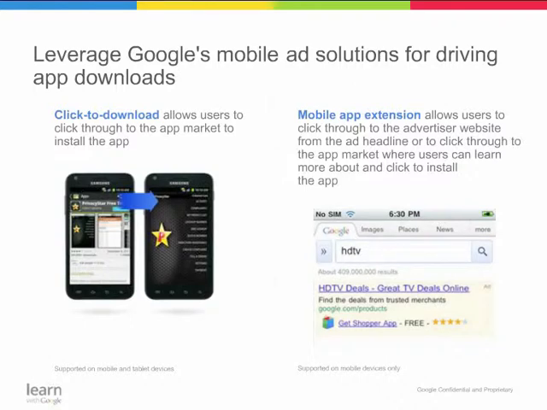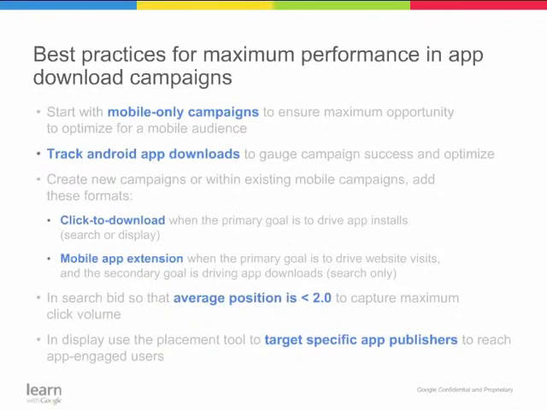Finally, to summarize a few best practices for app promotion marketing before we jump to the user interface. First, create a specific mobile-targeted campaign to promote your app. Track downloads. Specifically for Android, we're going to show you how to use Google's integrated download tracking solution. Use click-to-download ads on search and display when the primary goal is to drive immediate installs, or mobile app search extensions, where the primary goal is to drive website visits, and the secondary goal is driving app downloads for search only. Again, bid aggressively on search to be in the top 2 positions, and then optimize your display campaigns to reach the best converting users using the placement tool.